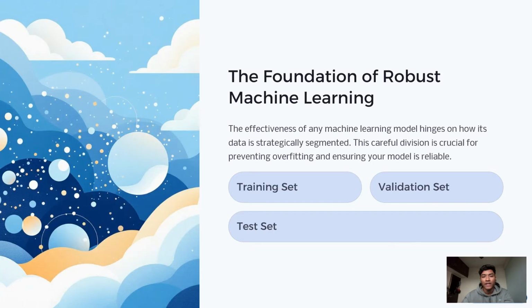In machine learning, the way we divide our data is extremely important. A smart data split prevents overfitting and tells us whether our model will actually work in the real world or not. So let's break down how each part, training, validation, and testing, plays its own role.